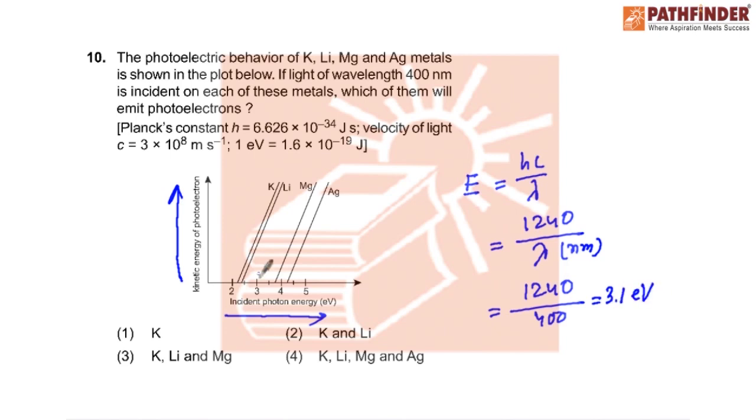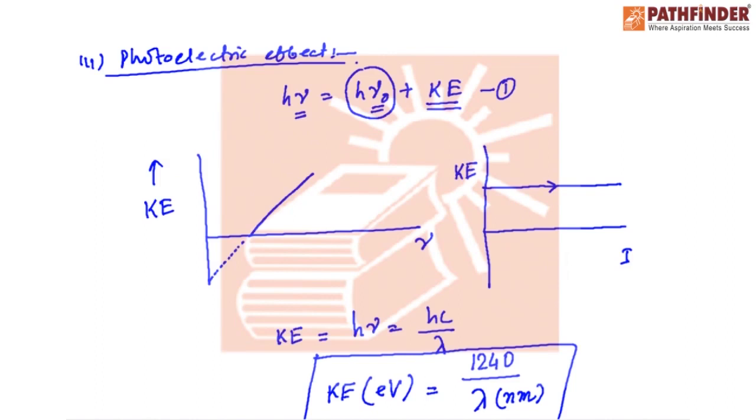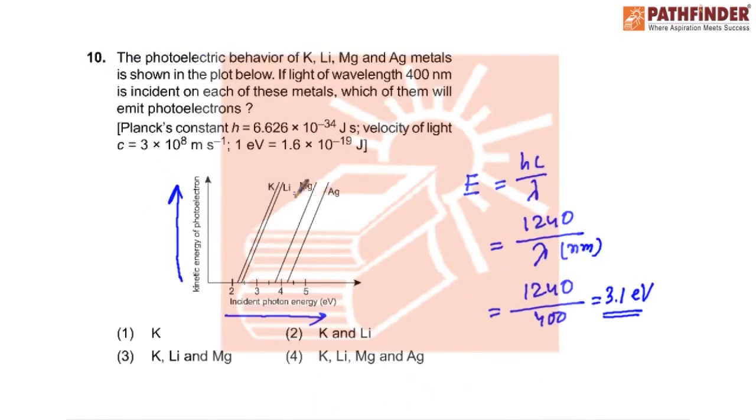Now those metals which have the threshold energy less than 3.1 electron volt should undergo the photoelectron emission process. From this graph you can see the cut point over here corresponds to nu 0, which is the threshold frequency. The threshold frequency of potassium and lithium, as you can see from the given graph, is less than 3, and that of magnesium and silver is greater than 3. So magnesium and silver will definitely not undergo any photoejection. Only potassium and lithium should undergo the photoelectron emission process. So the correct option is option 2, that is potassium and lithium.